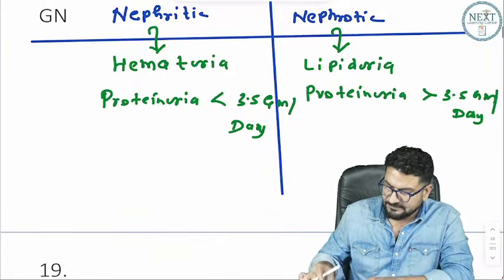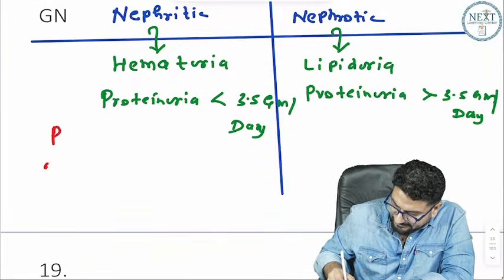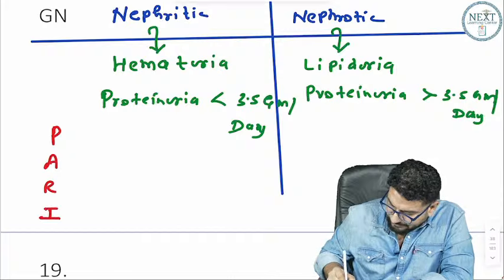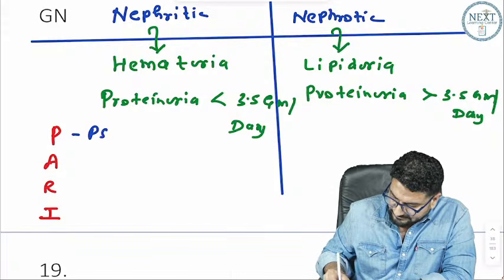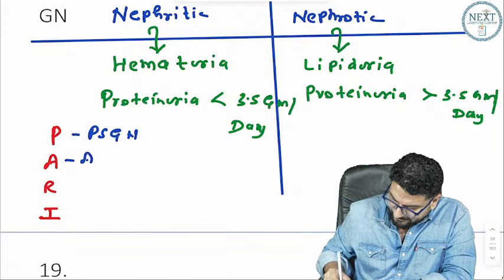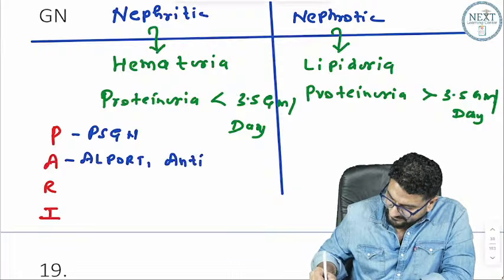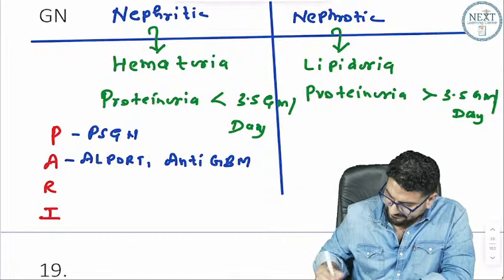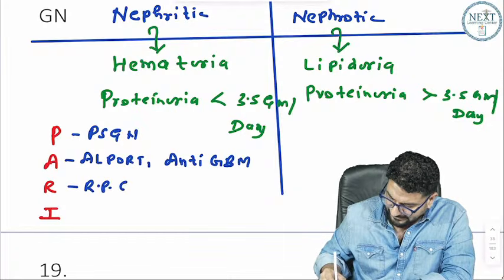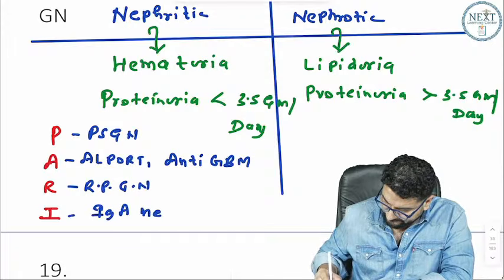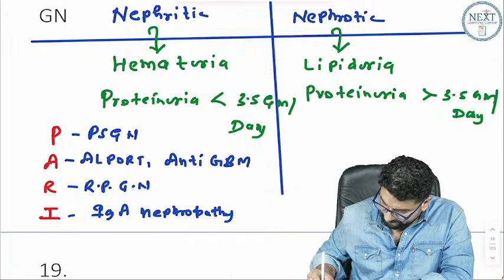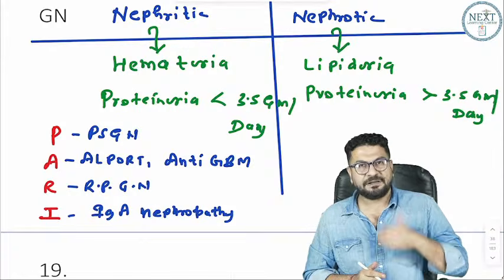Now understand this thing. In nephritic, the diseases which are purely nephritic, you can remember by mnemonic PARI. PARI means ये पापा की परी नहीं है, this is PARI. PARI stands for PSGN, A with LPOT... sorry, A is anti-GBM, anti-glomerular basement membrane. R is RPGN, and I is IgA nephropathy.